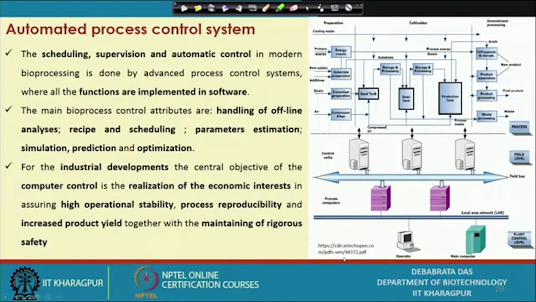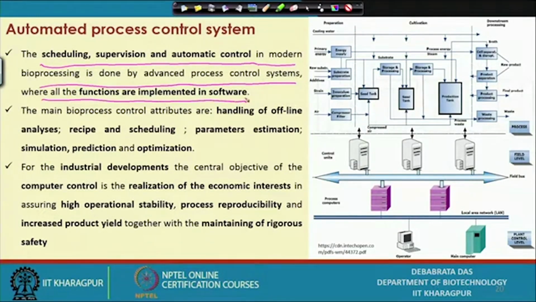Now, this is the automated process control system that is used in the fermentation industry. Scheduling, supervision and automation control in modern bioprocessing is done by an advanced process control system, where all functions are implemented in software. Now, I want to tell you that most industries have a pneumatic control system. Pneumatic control means a special regulating system.